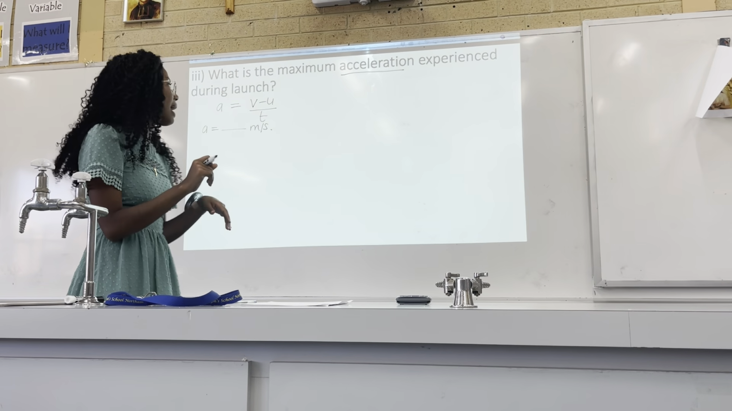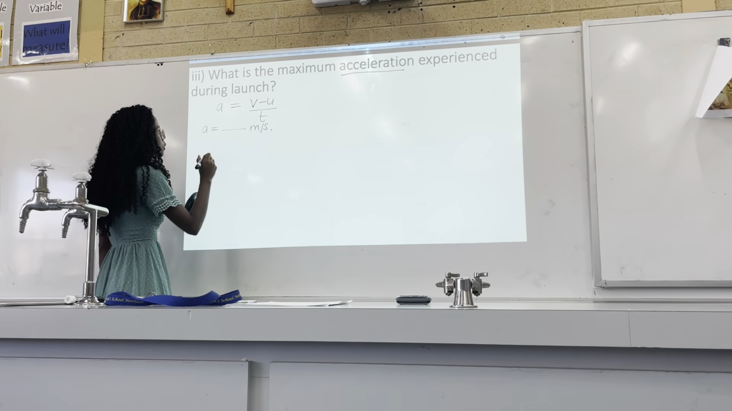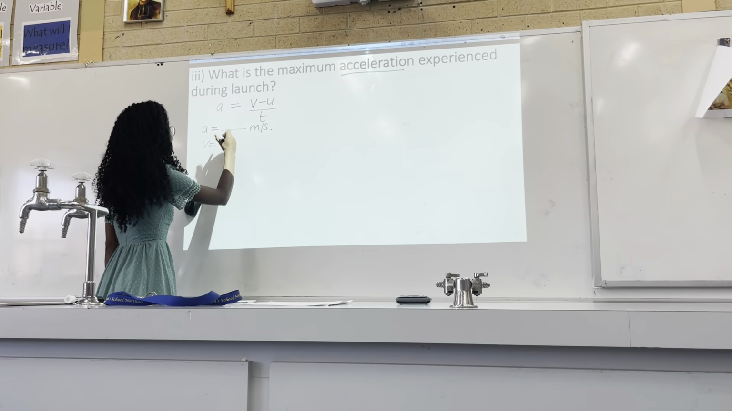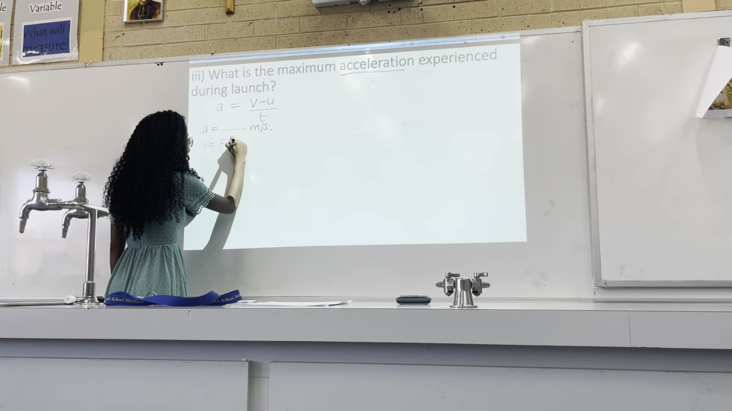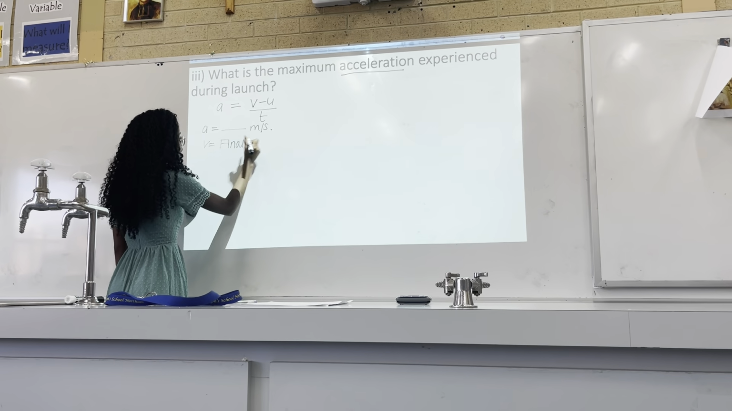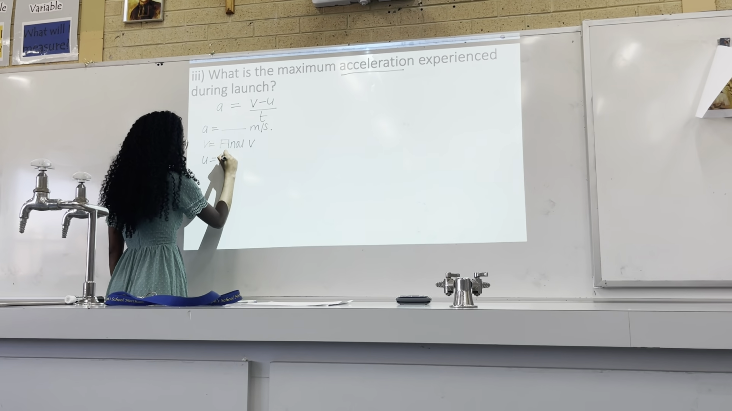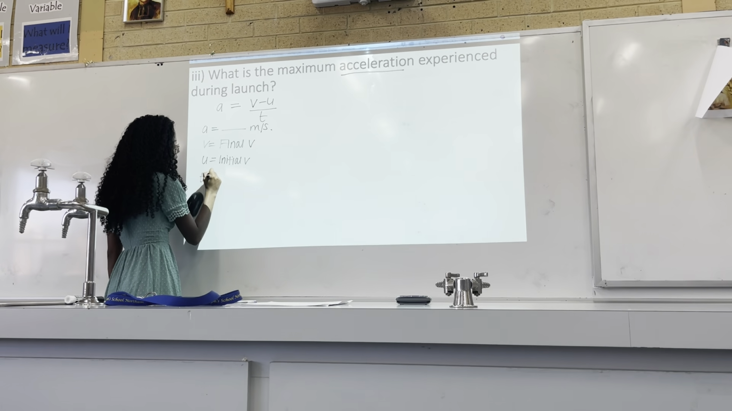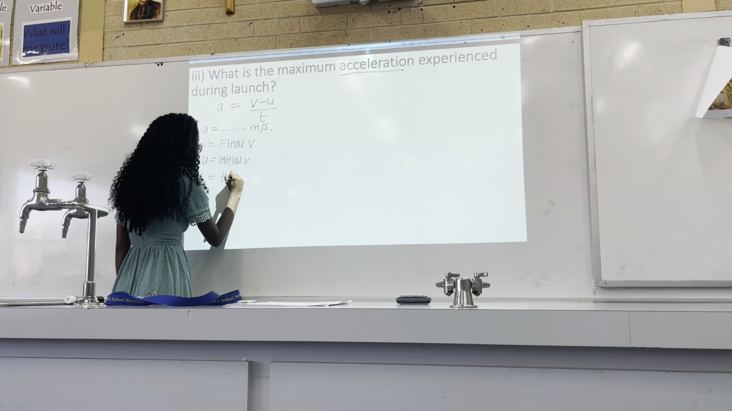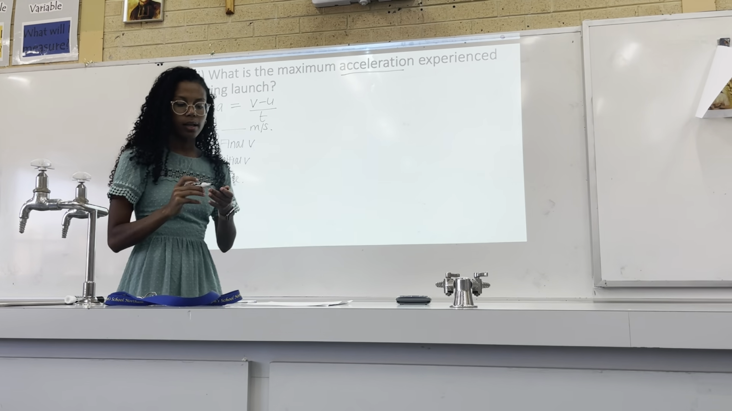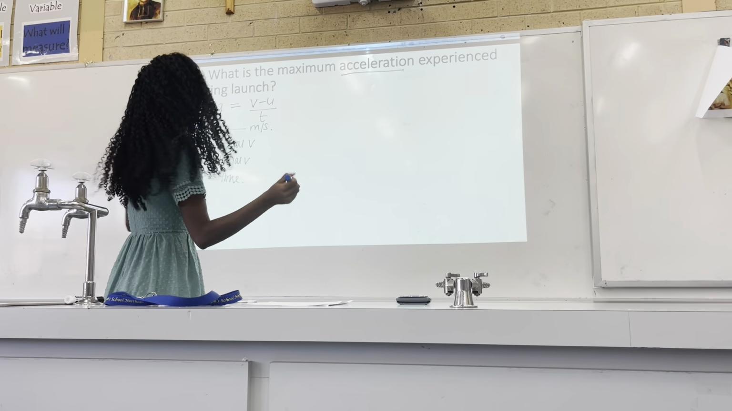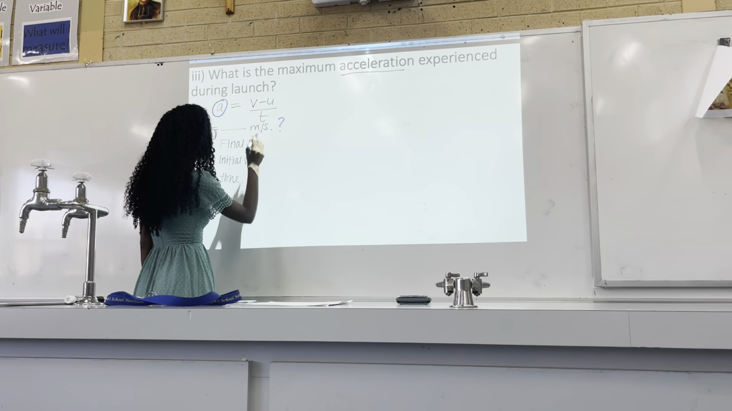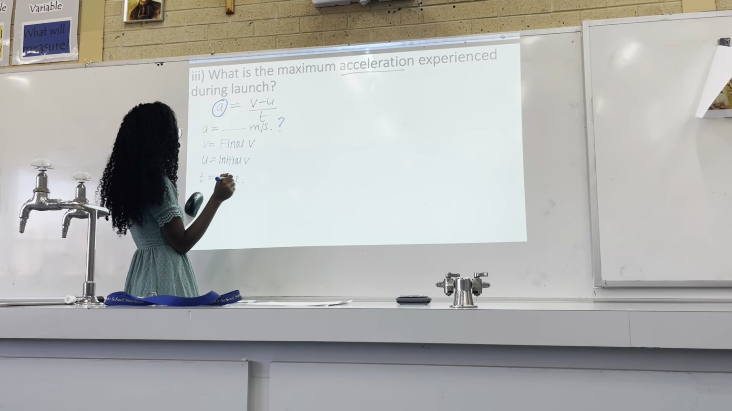Right, so our A would be measured in meters per second. Our V, I sound like a broken record, is our final velocity. So final V. Our U is our initial velocity, and our T is equal to time. All right, so once again, going through, we say acceleration is what we're looking for. So that will stay like this. We won't have to rearrange it.